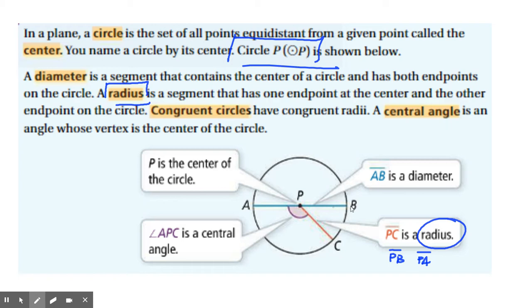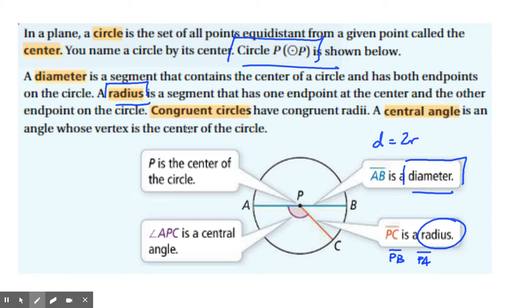Now, if we combine two radii together, like we are here with PA and PB, we get what's called a diameter. A diameter is just equal to 2 radii. Again, it has to go through the center. It's very important. It goes through the center.